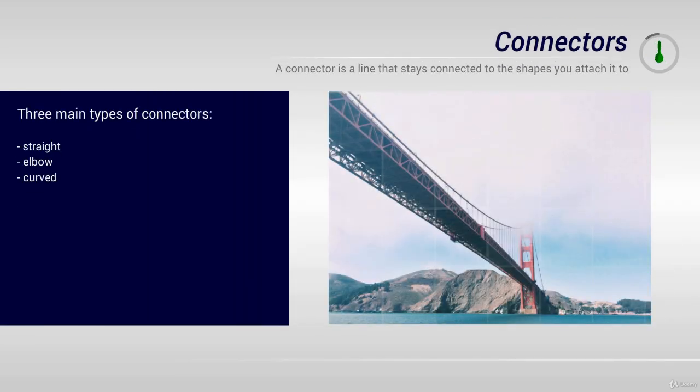Hi, in this lesson we will talk about connectors. A connector is a line that has connection points at the ends of the line and stays connected to the shapes that you attach it to. There are three types of connectors: straight, elbow, and curved.